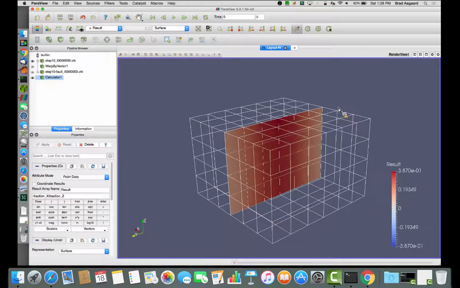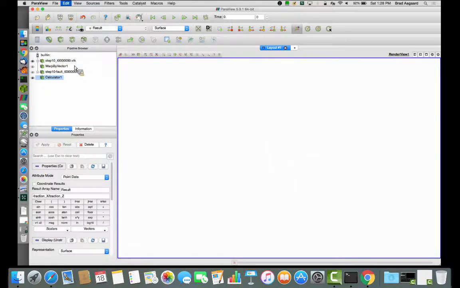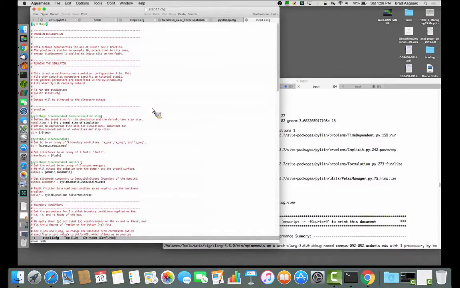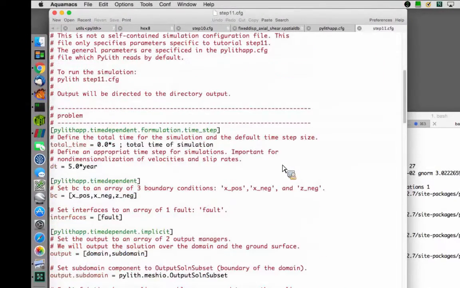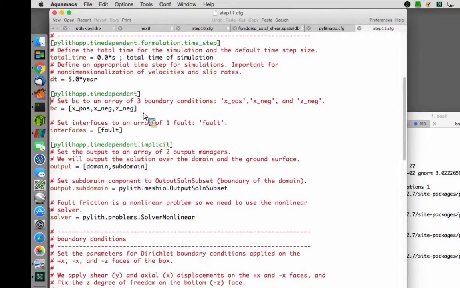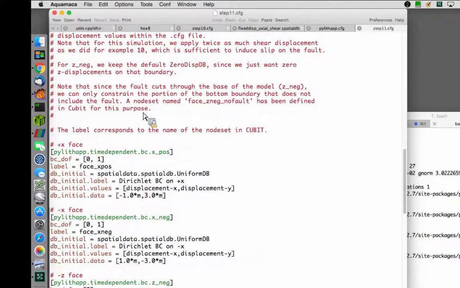Any questions about this case where the fault didn't slip? Okay, well let's move on then to the case where it does slip. So step 11. So let's see. Pretty much it's going to be another static simulation, same boundary conditions, except now instead of having 1 meter of displacement, we're up to 3 meters of lateral displacement.